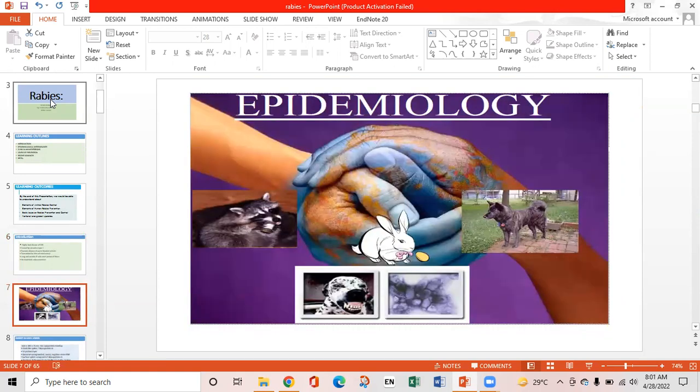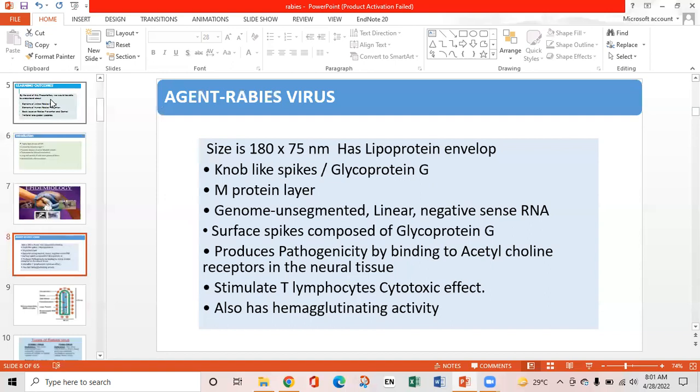Epidemiology of the disease. First is the agent, rabies virus. The size of the virus is 180 by 75 nanometers. It has a lipoprotein envelope, with knob-like spikes of glycoprotein G. It has an M protein layer. The genome is unsegmented, linear, negative-sense RNA.